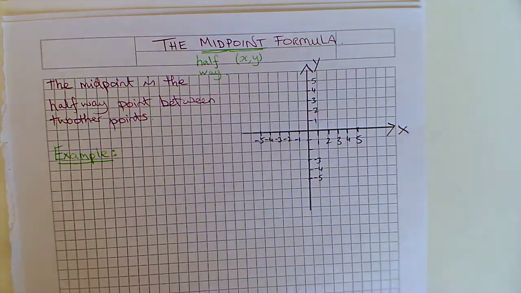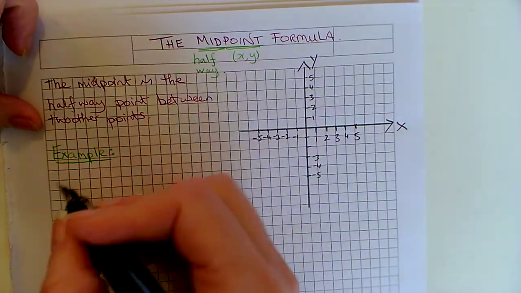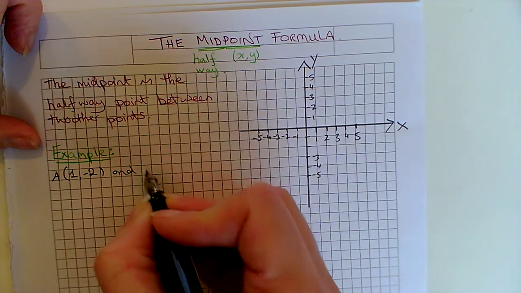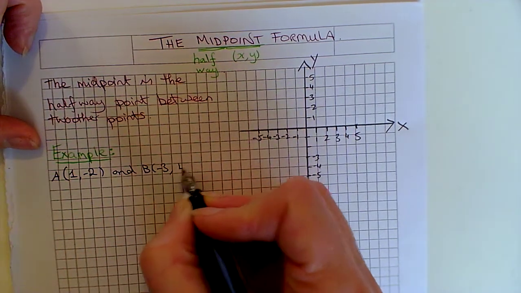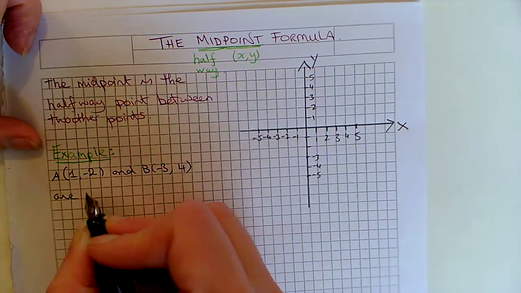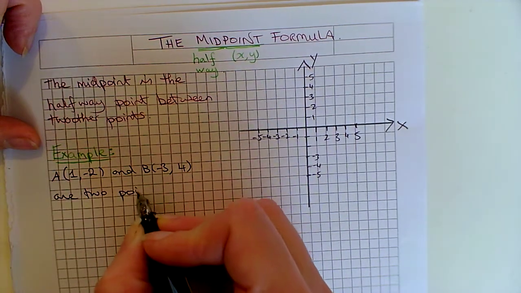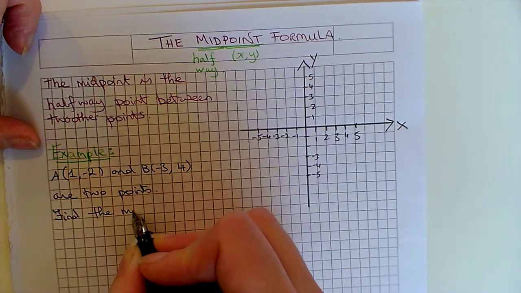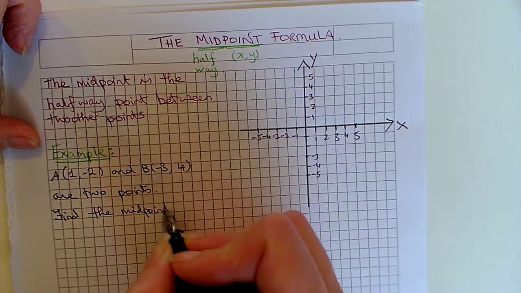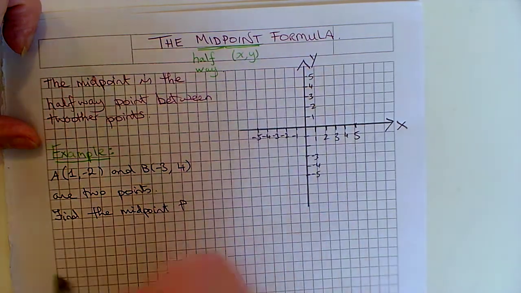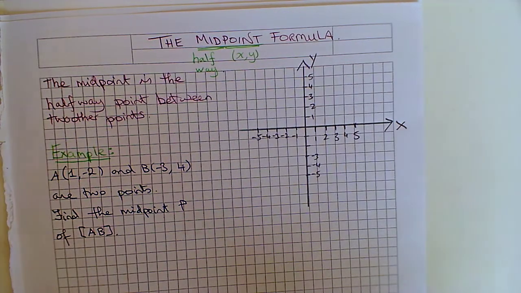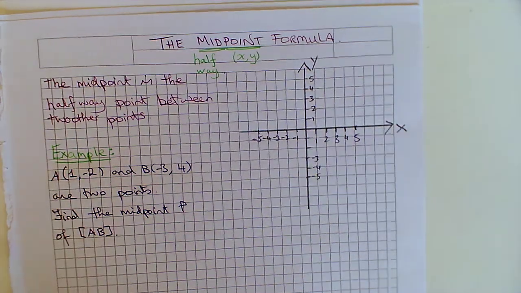Okay, so in our example, we're going to write down that A, which is (1, -2), and B, which is (-3, 4), are two points. And we're asked to find the midpoint. Let's give it a name as well, P, of the line segment AB. Look at our geometry notation coming out there as well. So we're going to find the halfway point between these two points.